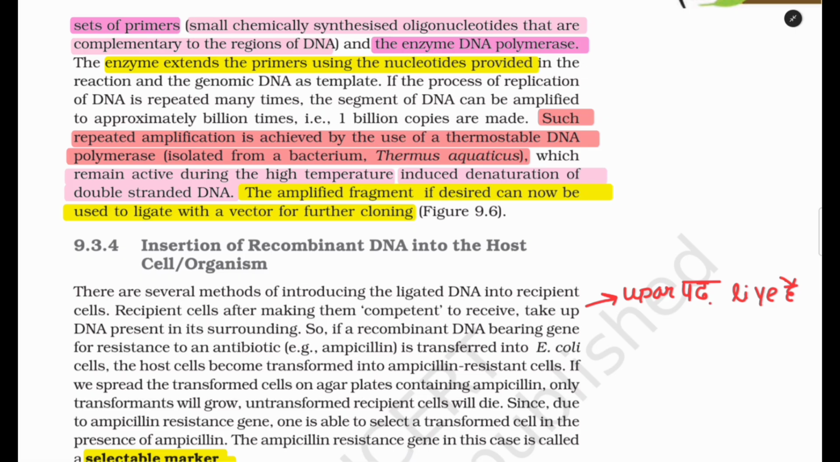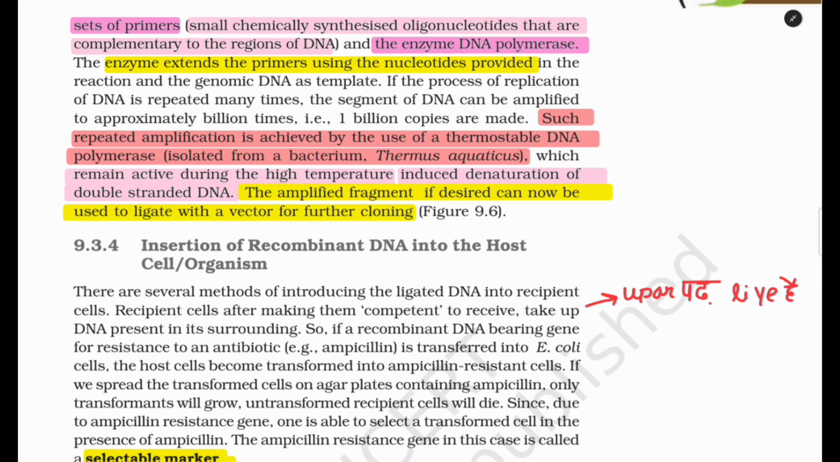If the process of replication of DNA is repeated many times, the segment of DNA can be amplified to approximately a billion times, that is, 1 billion copies are made. Such repeated amplification is achieved by the use of a thermostable DNA polymerase isolated from a bacterium, Thermus aquaticus, which remains active during the high temperature induced denaturation of the double-stranded DNA. The amplified fragment, if desired, can now be used to ligate with a vector for further cloning.